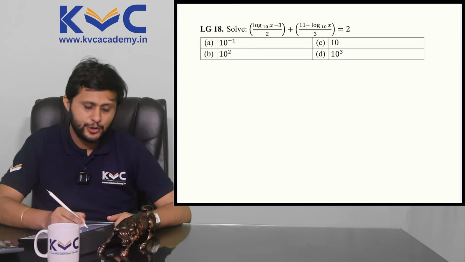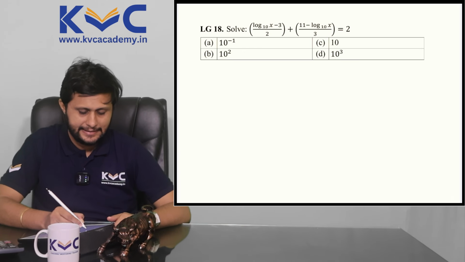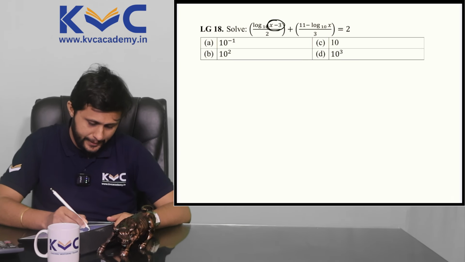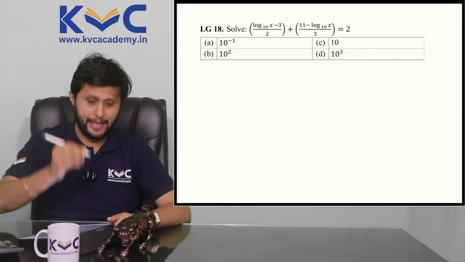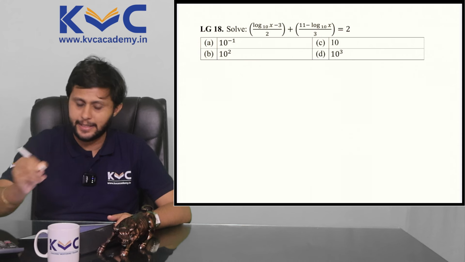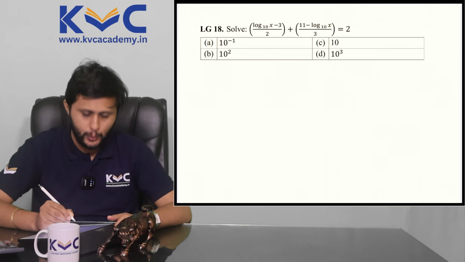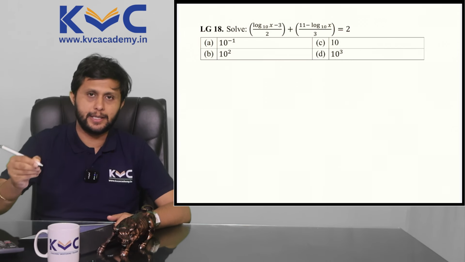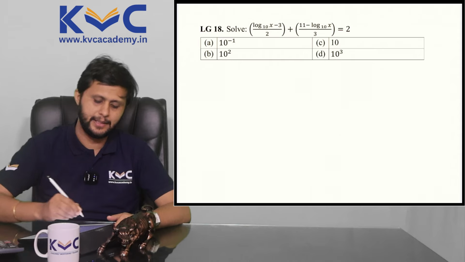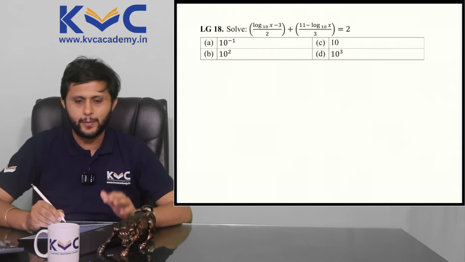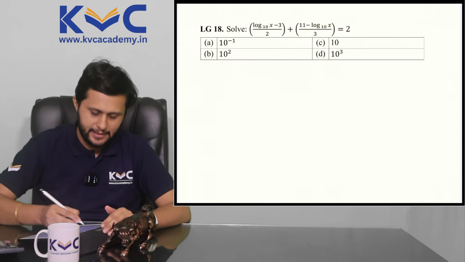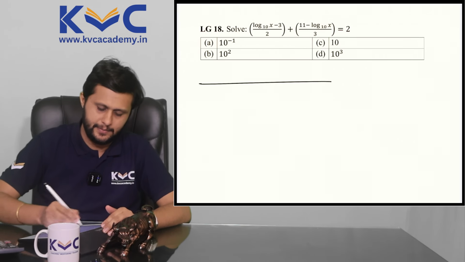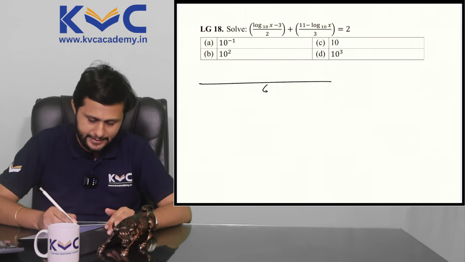Logarithm of x to the base 10 minus 3. Remember, there is no bracket over here. So it is not log x minus 3 to the base 10. It is log x to the base 10 minus 3 divided by 2 plus 11 minus log x to the base 10 divided by 3 equal to 2. Step 1, we have two terms, plus sign in the middle. No points for guessing. We are going for LCM. What is LCM? 2 and 3, 6.